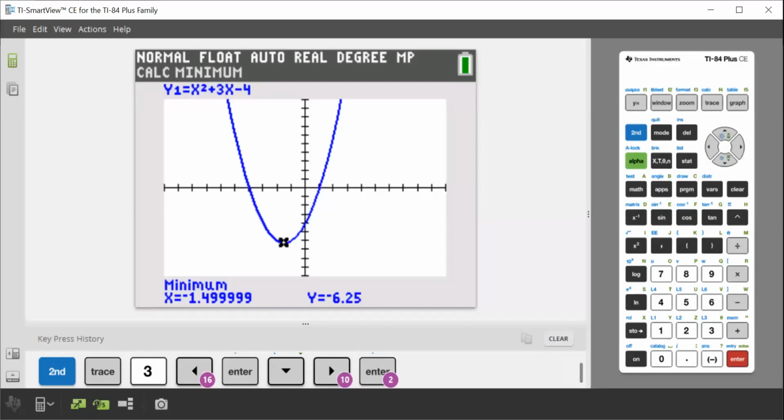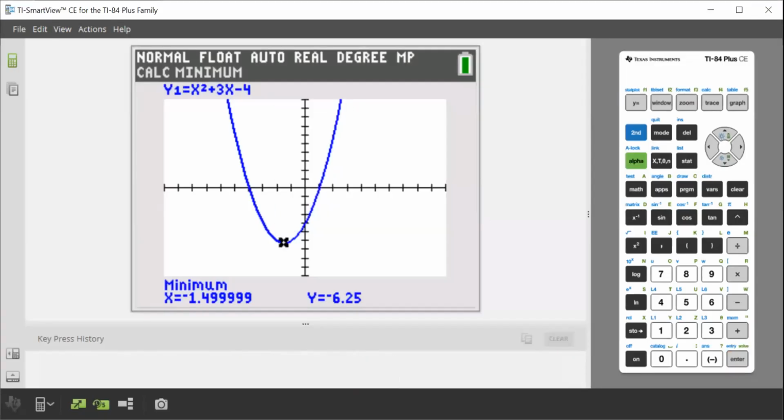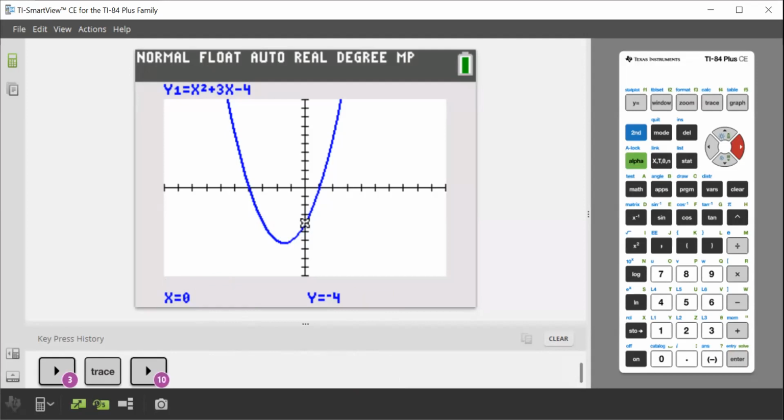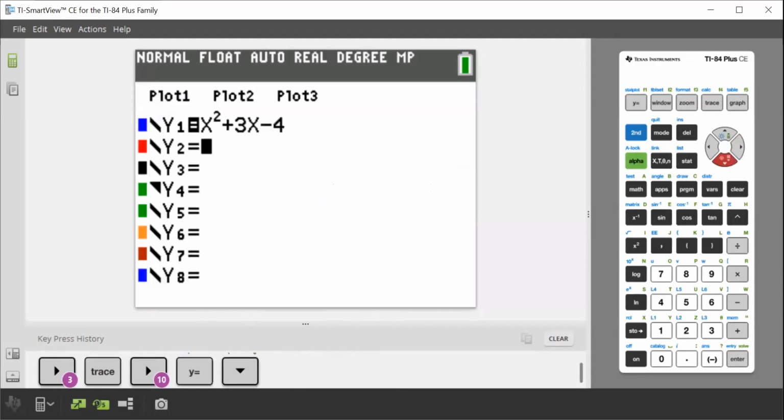Let's find the intercepts. To find the intercepts, the easiest one to find is the y-intercept. So your calculator will always give you the y-intercept. Just by hitting the trace button, I go along, and remember my y-intercept is when x is equal to 0. So there's my y-intercept. To find my x-intercepts, there's a couple of different ways to do it. But what I find easiest is to let y2 equal 0.